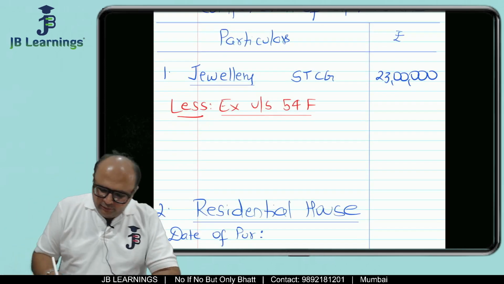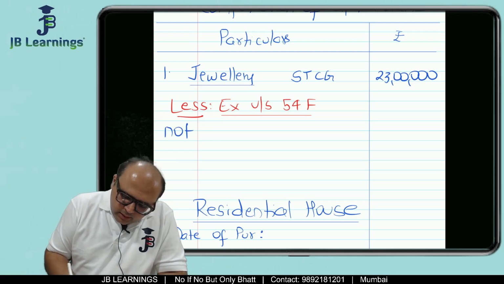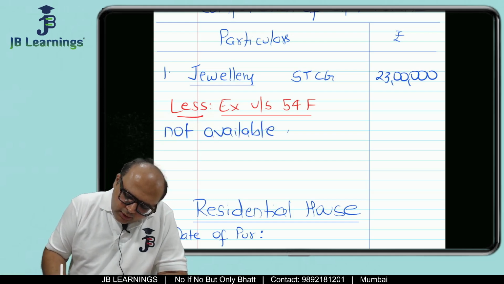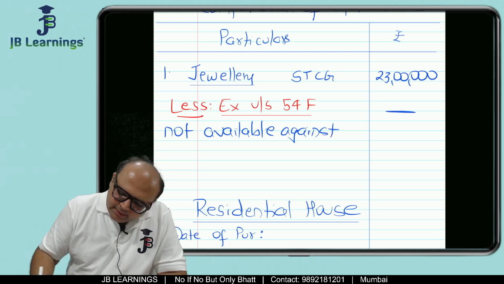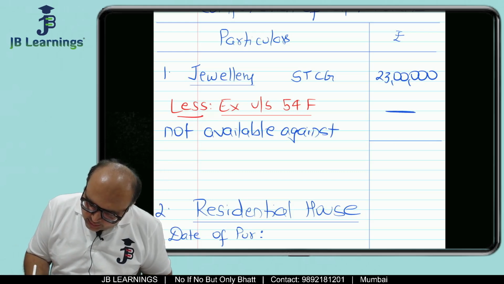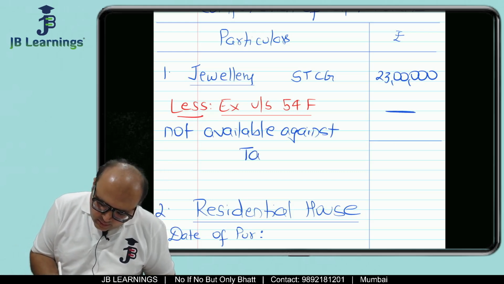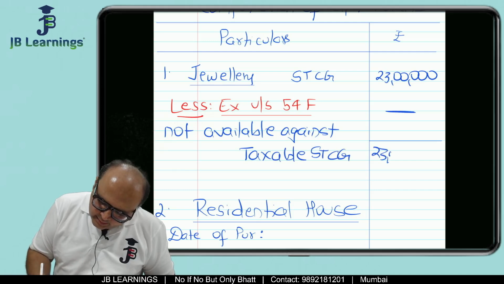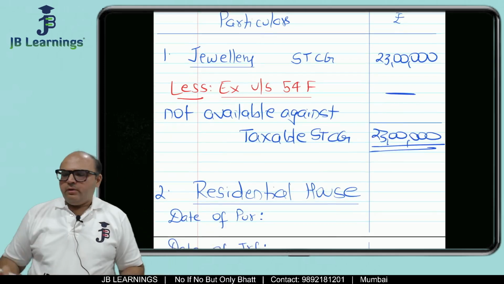Exemption under section 54 not available against short-term capital gain. So you cannot claim exemption under section 54F. So your taxable short-term capital gain would be 23 lakhs. So this is done. This is over.